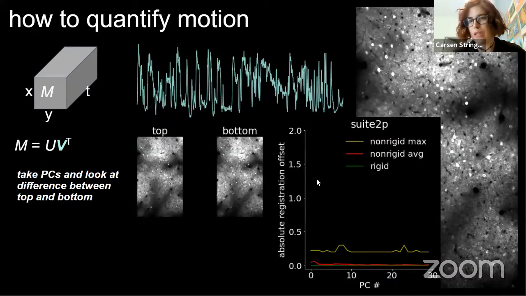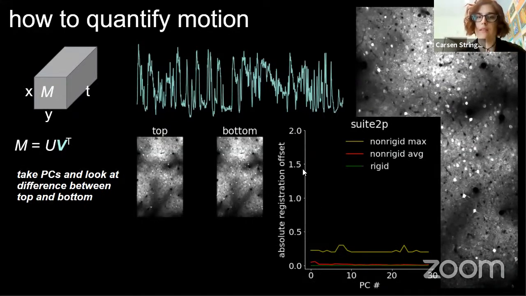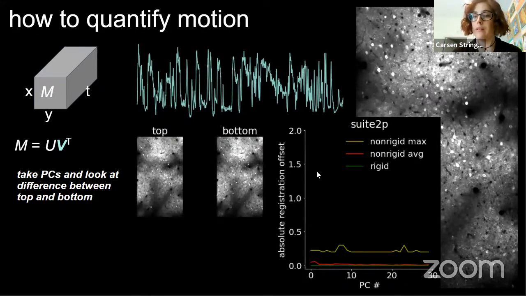But if there is some motion of a decent size, if it's across enough frames, it should show up in the top PCs. If it's only a few frames where it really messes up, then it might be harder to get it with this kind of method.